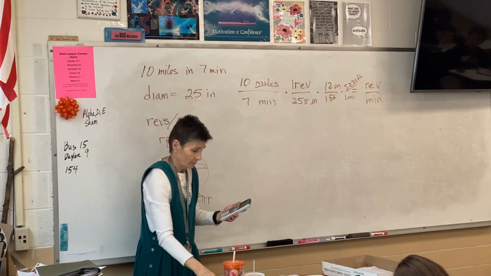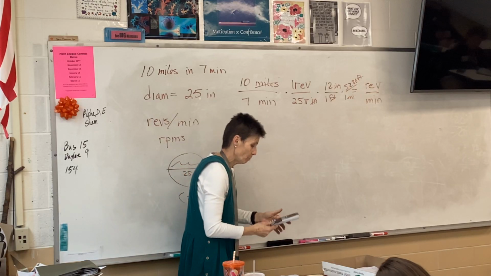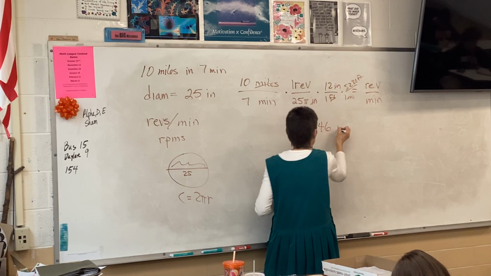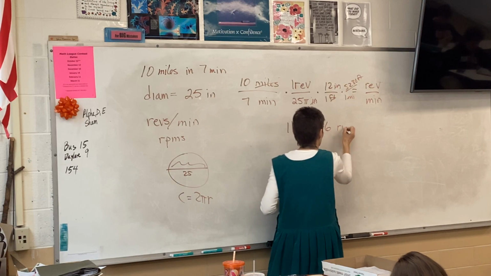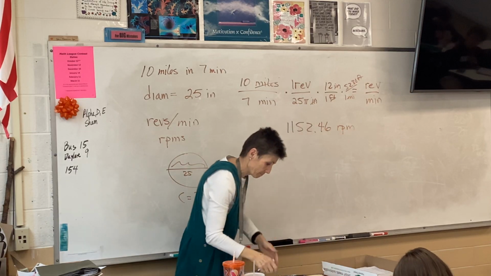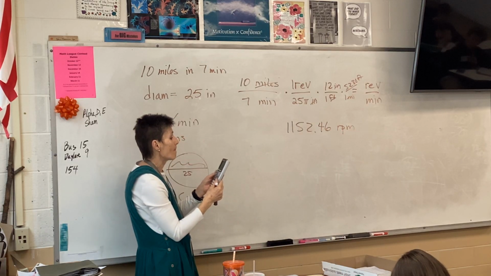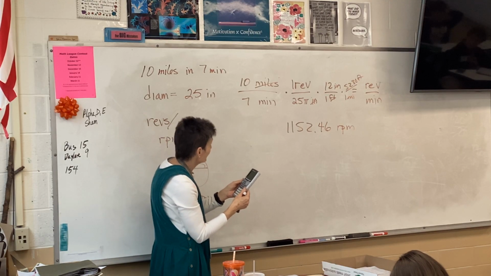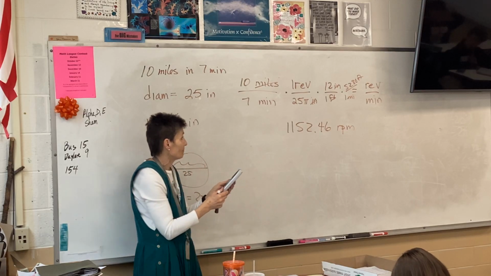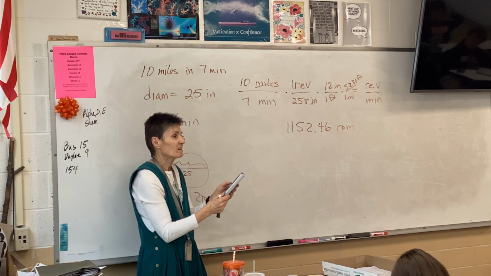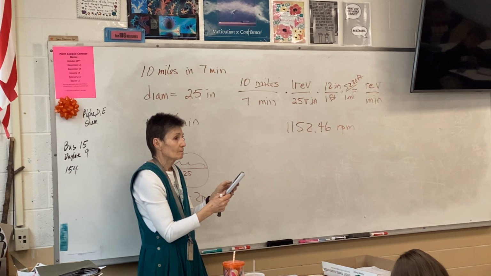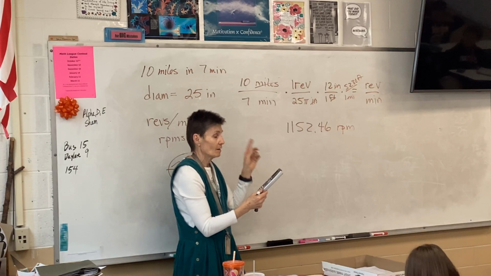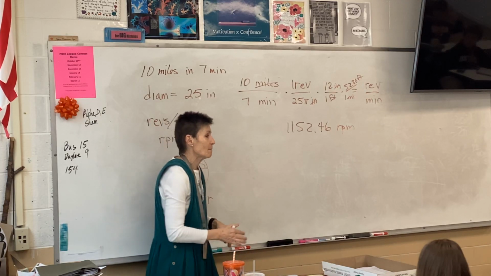Wow. I got 1152.46. Anybody else get that? 10, 12, 5,280, yep, divided by 7, divided by 25, yep, that's it. I got 11 loops. You got what? 11. Oh, that's the radians one. You should have gotten this. I got that. All right, yep, go on, I'll see you back here at 12:30.